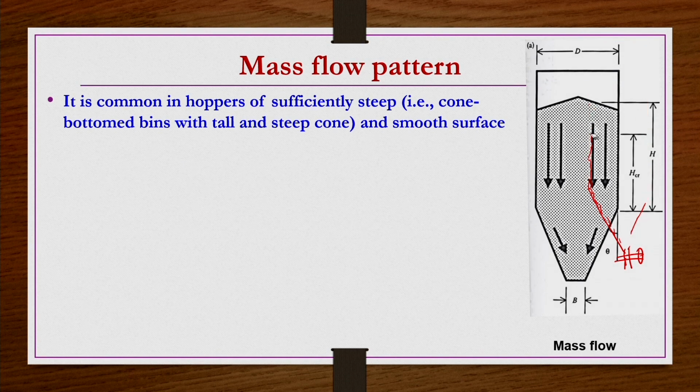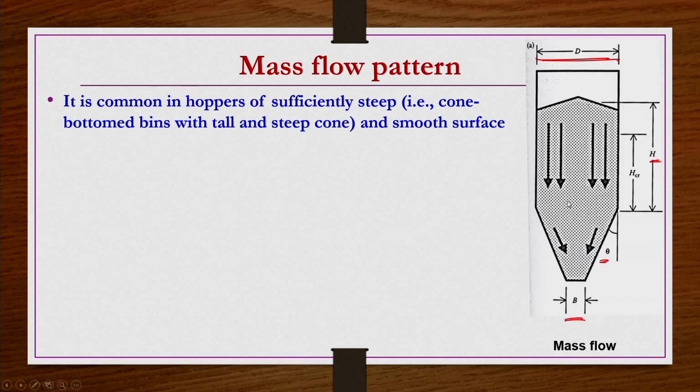So, the schematic of such a geometry is shown here. Mass flow bins are shown here. The diameter of this silo is D, the height of the material, the head of the solids, is capital H. H_CR is the critical height, the critical depth, which is necessary to start a mass flow. Theta is the cone angle that we have, and B is the size of the opening at the bottom. So, in this kind of mass flow bin, we have a mass flow pattern.